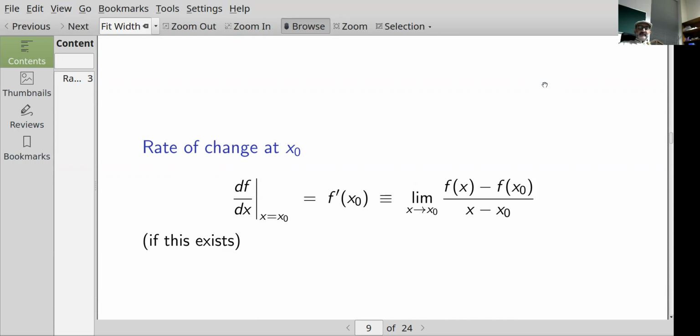And we use these two notations here, df by dx at x equals x naught, or f prime at x naught. They both mean the same thing. This is the limit as x goes to x naught of f of x minus f of x naught over x minus x naught.